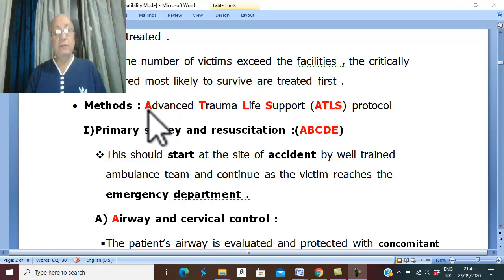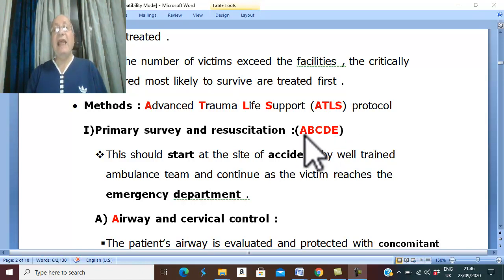Advanced Trauma Life Support Protocol, ATLS. First of all, primary survey and resuscitation. The primary survey and resuscitation, always remember A, B, C, D, E.